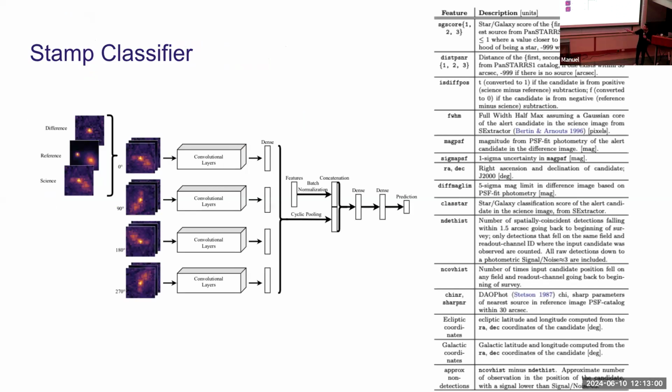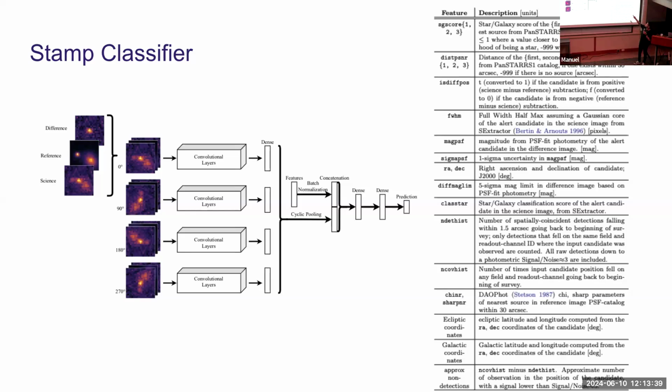Science image, reference image of the sky, and every time the science image is the image of the sky, let's say yesterday, and the difference image, which is the difference between both. Okay, using that triplet, we pass that triplet through a convolutional neural network, and the output of the convolutional neural network is concatenated with some metadata.